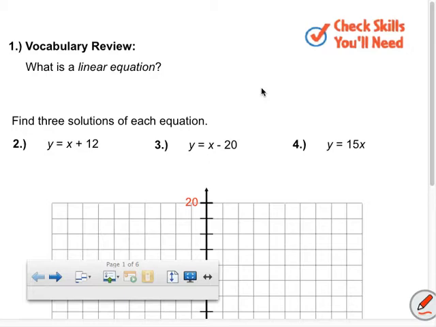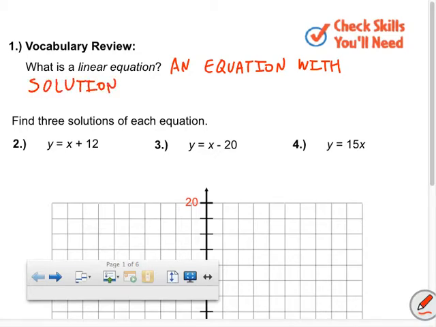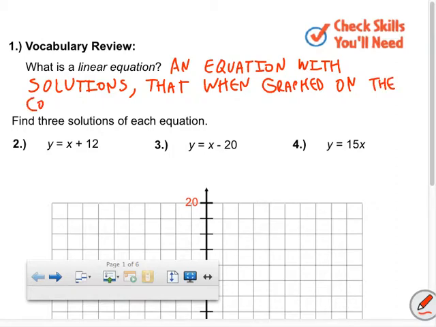So I want you guys to know the terminology. A linear equation is an equation with solutions, and know what a solution is, with solutions that when graphed on the coordinate plane form a straight line.